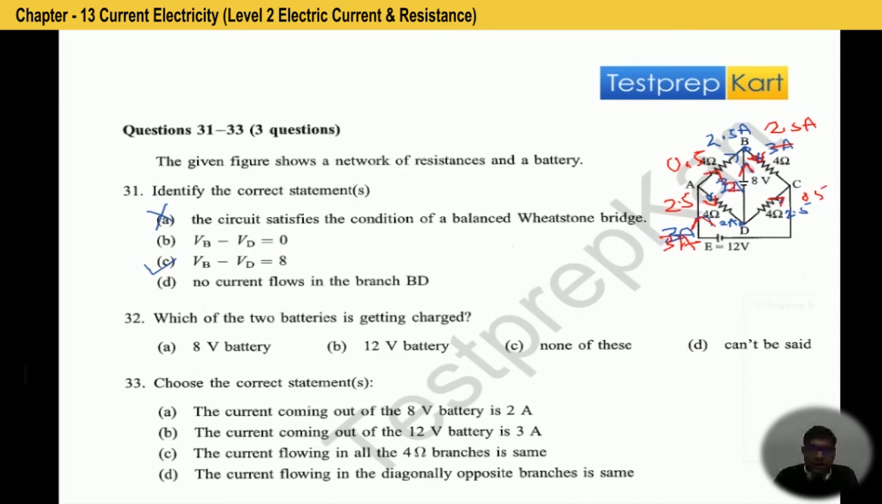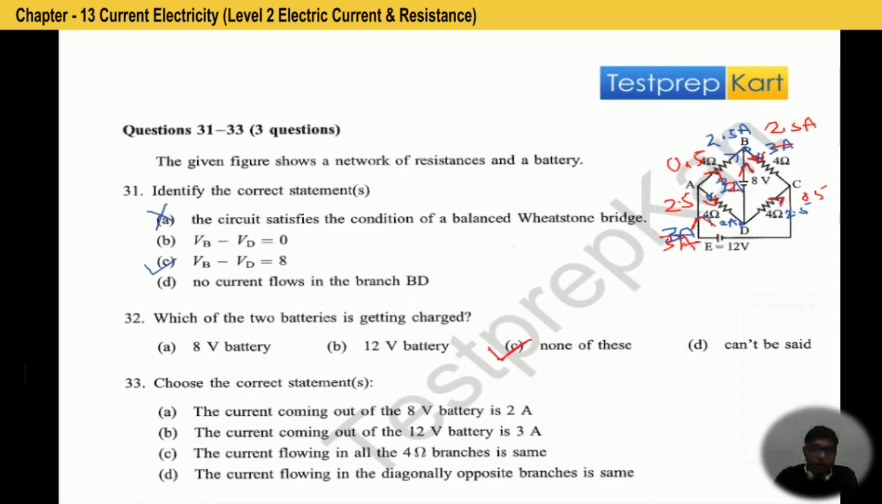Question number 32 is, which of the two batteries is getting charged? Here we can see both cells are delivering current, so no charging process is taking place. So option C is right, that none of these is correct.